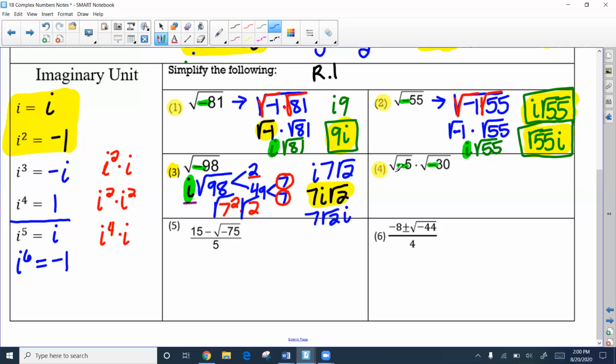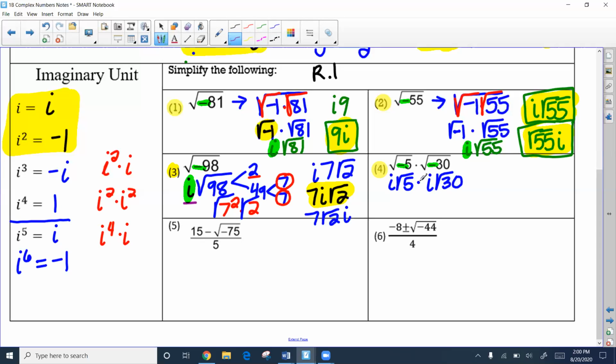So on this one, the square root of -5, I would write that as i square root of 5. So again, the negative on the inside becomes an i on the outside. The square root of -30, I write that as i square root of 30. So the negative there on the inside became the i on the outside. Right now, the 5 and the 30 are both inside.